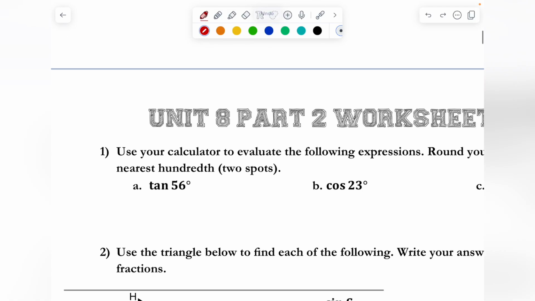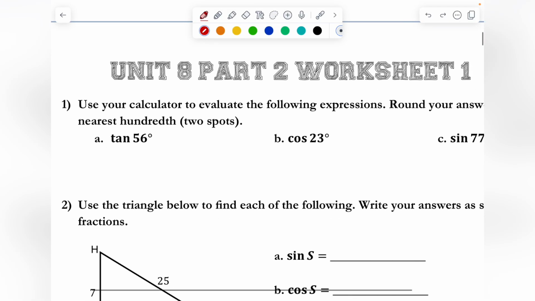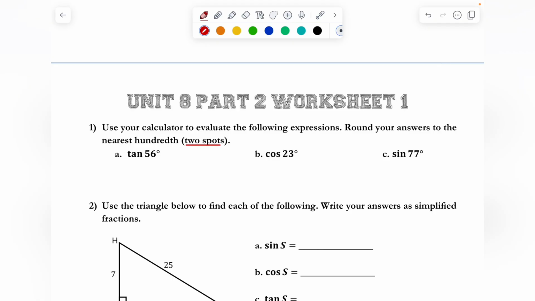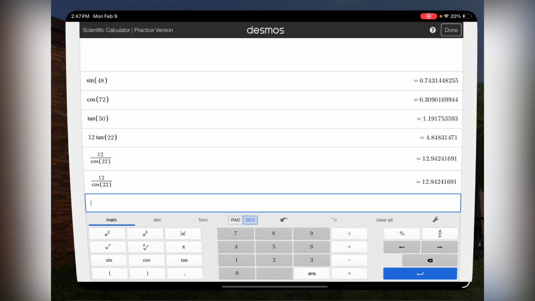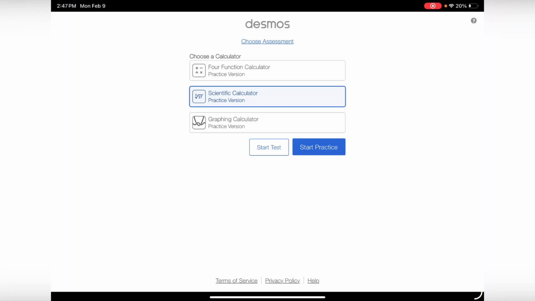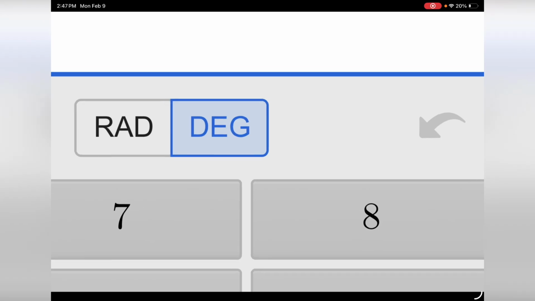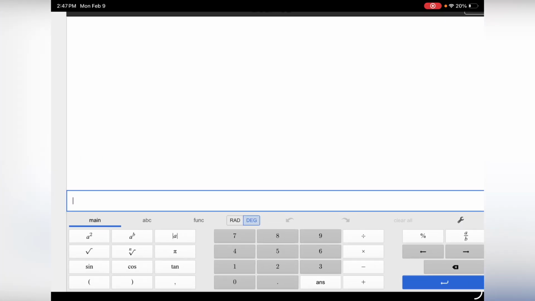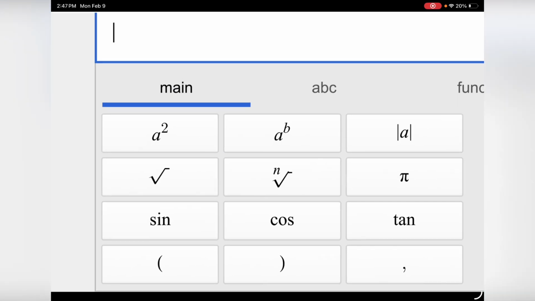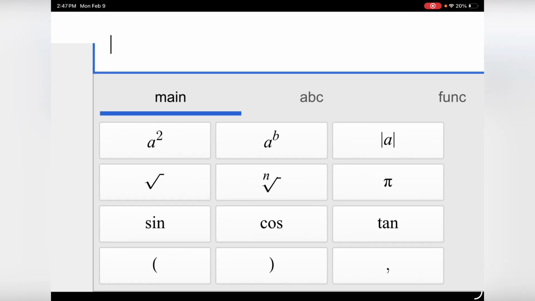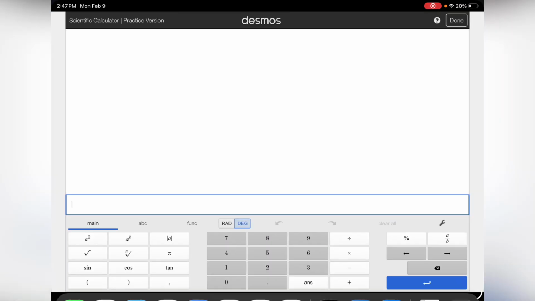That's kind of complicated sounding. All you really have to do here is type this into your calculator. We are going to round to 2 spots. So we want to make sure our calculators are in degree mode. When we have this calculator going, this is your scientific calculator. The blue box should be over the degree, okay? And we can find sine, cosine, and tangent right here above the parentheses and the comma, all right?